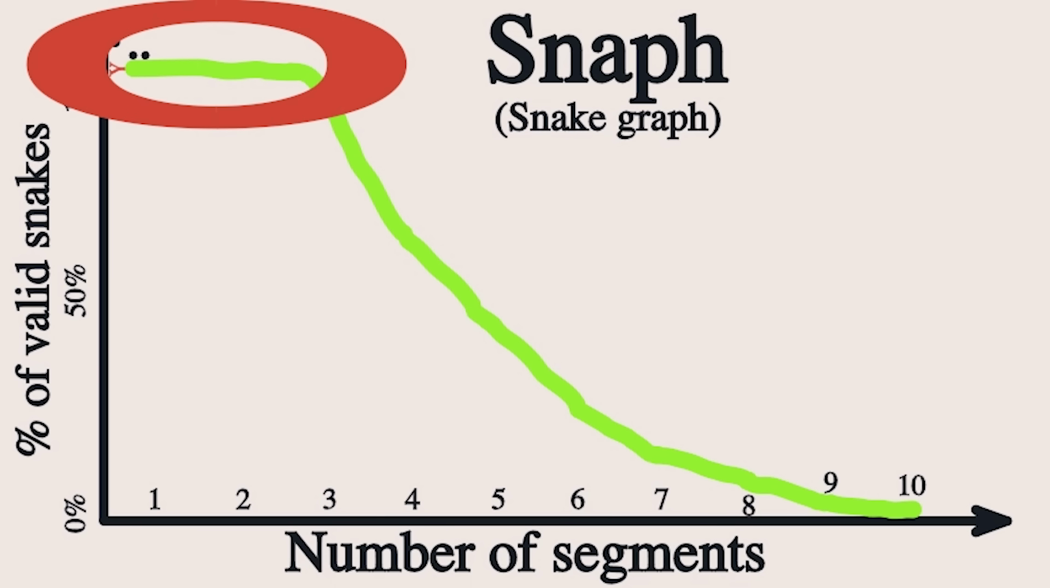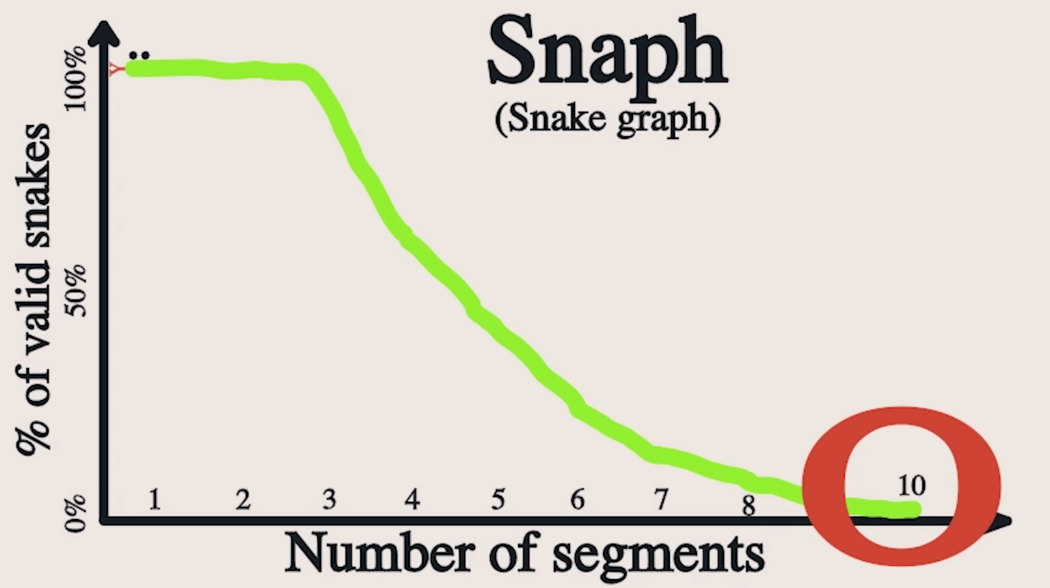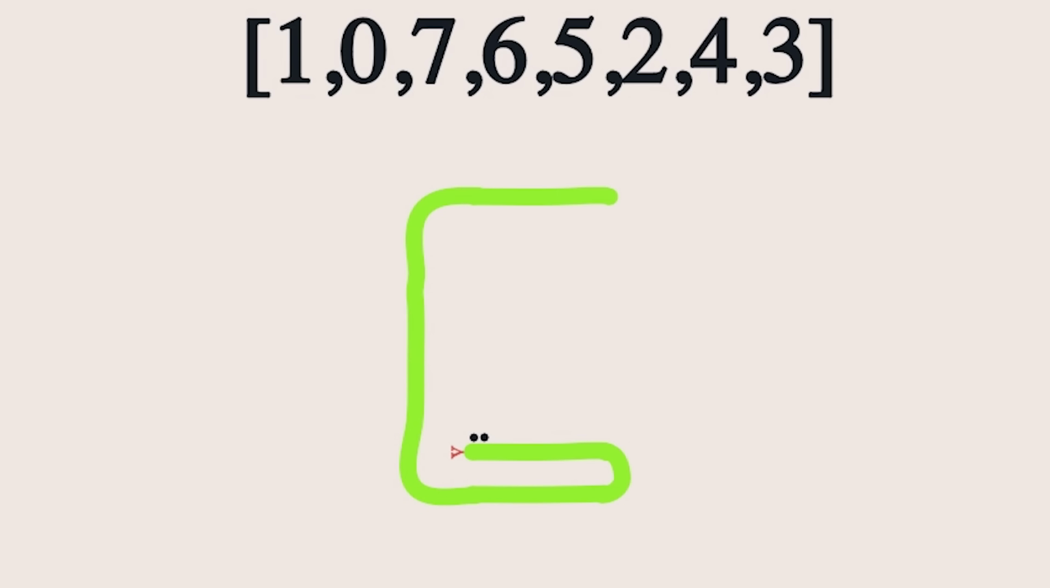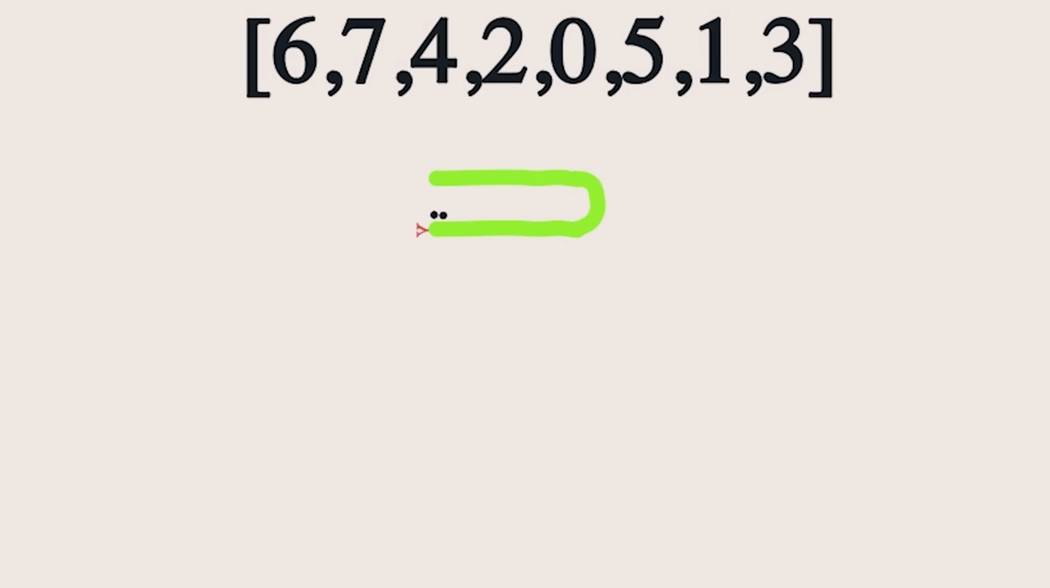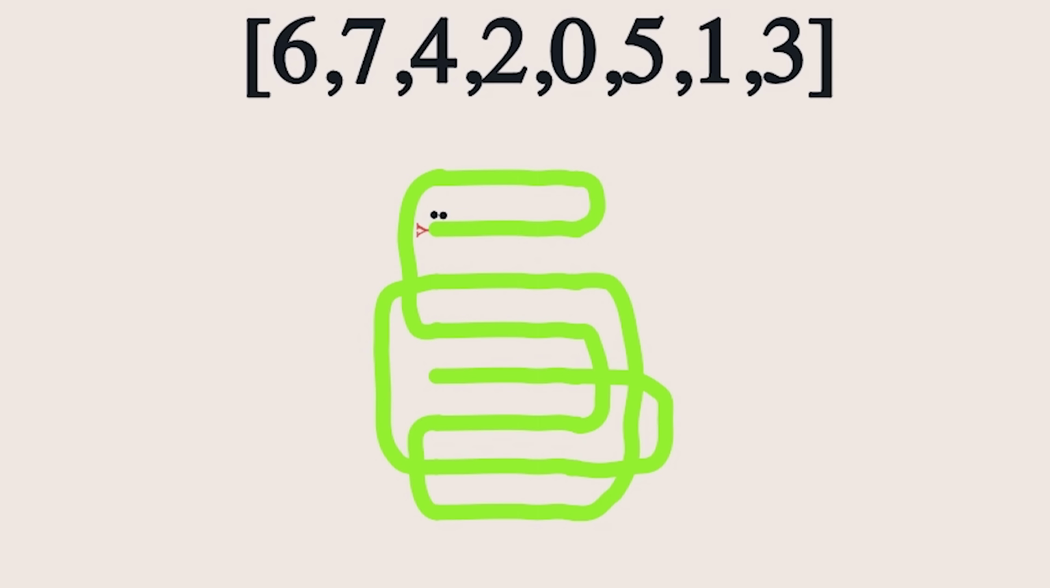With up to 3 segments, every single snake is valid. But once we get to 10, only about 0.4% of snakes are valid. I've gotten the snalgorithm to spit out an invalid 8-segment snake and a valid 8-segment snake, just to make sure it really is working. It's given us 1,076,5,243 as our valid snake, a very nice snake indeed, and 6,742,051 is our invalid snake, which does also appear to be correct. This poor snake is very, very tangled.